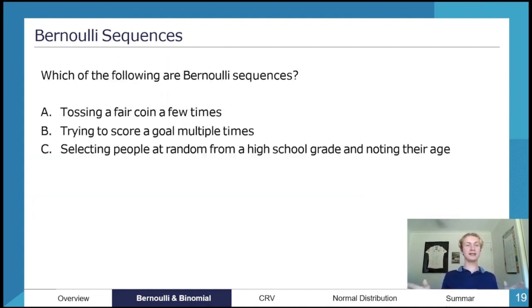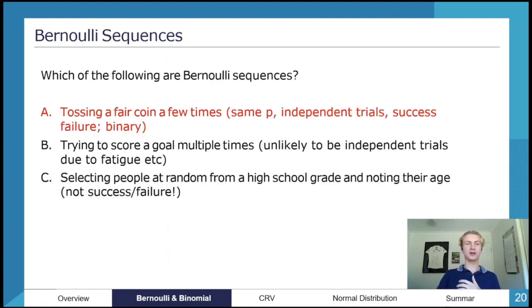Okay, so here's an example, as I said, where we're going to actually test this in an actual scenario. So which of the following is a Bernoulli sequence? If you're rewatching this, you can pause it, have a go. If not, I'm going to go through them now. So the only one that I've classified as a Bernoulli sequence is A. B, could be, but technically it's not. So A, we're tossing a fair coin a few times.